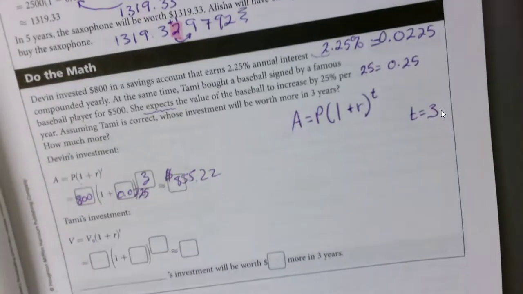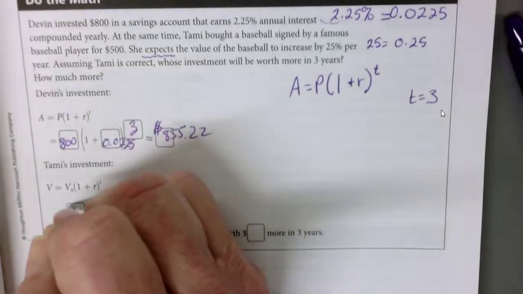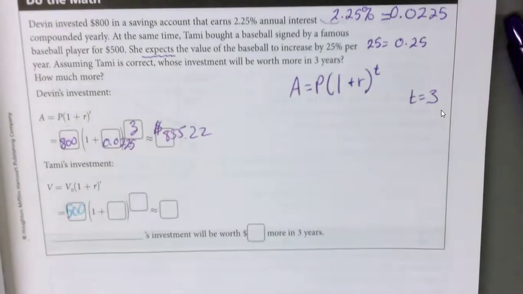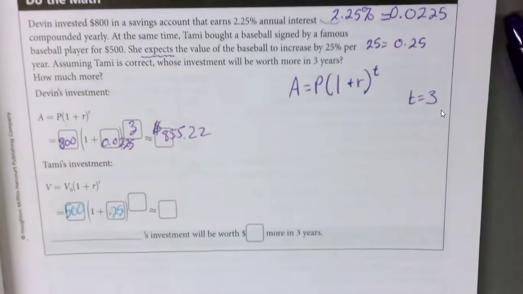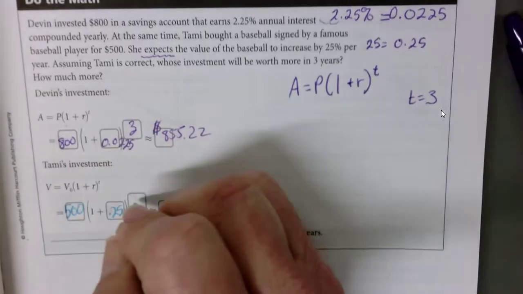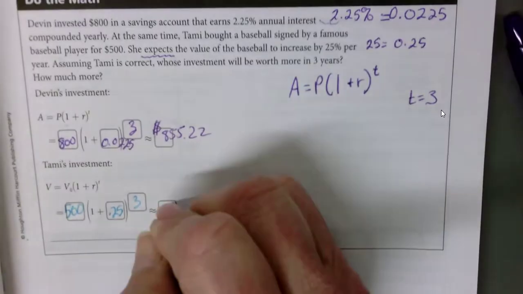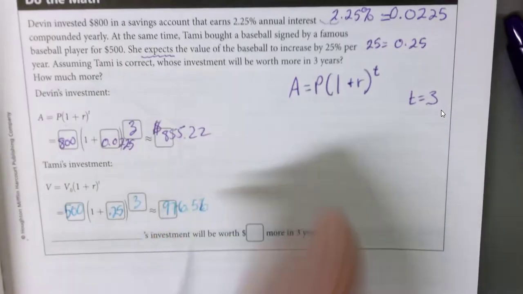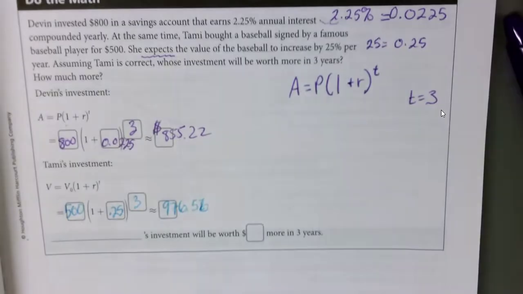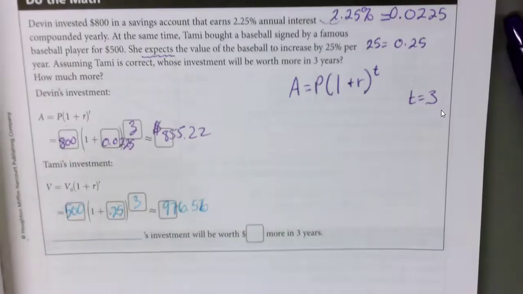Okay. And then we do the same for Tammy's investment. Well, Tammy only spent $500 on that baseball, and her rate is 25%, so 0.25, still to the third power. And that's going to equal $976.56. If you're not getting that, make sure that you remember to multiply by the 500 or the 800. That was a mistake I saw a lot.